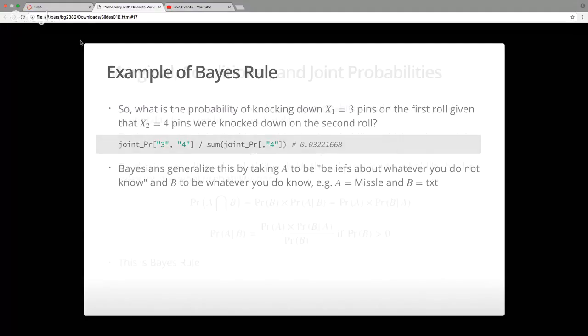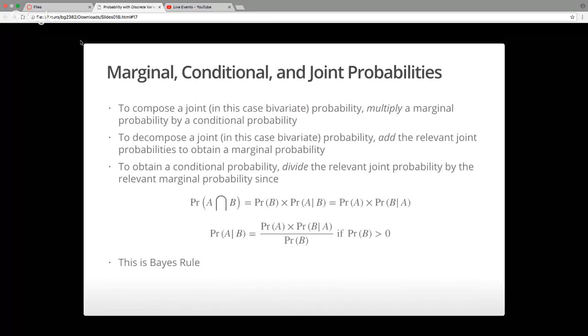So that can be represented. The probability of missile given text is the marginal probability that North Korea will launch a missile. Seems small, but you know that guy is bros with Dennis Rodman, so you never know. Times the probability that you get sent a text given that there's a missile launch. So that seems pretty high. I didn't actually know that they would send text messages in that situation, but apparently they do.